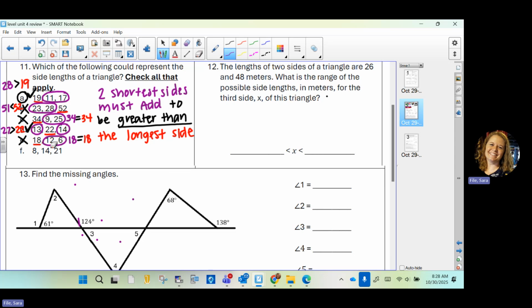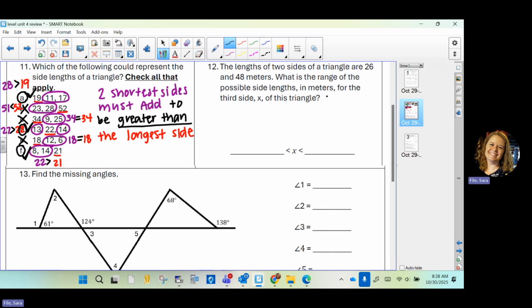And then the last but not least, 8 and 14 add to what? How does 22 compare to the longest side of 21? It's greater than. So that one can form a triangle, right? So we had A, D, and F can form a triangle. Feel okay about that theorem? The two shortest sides must add to be longer or greater than the third side.